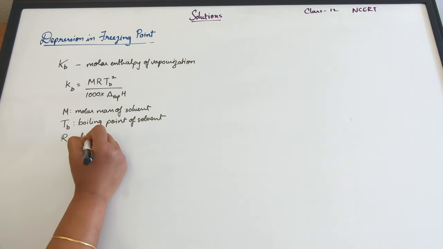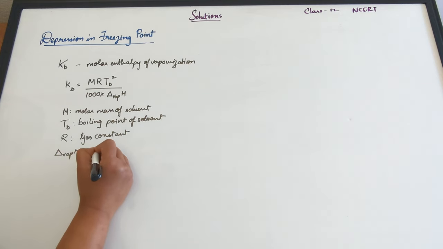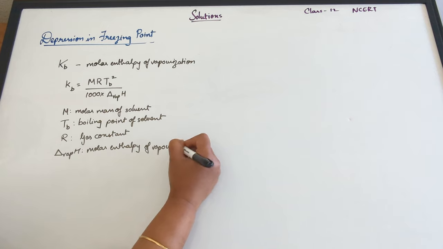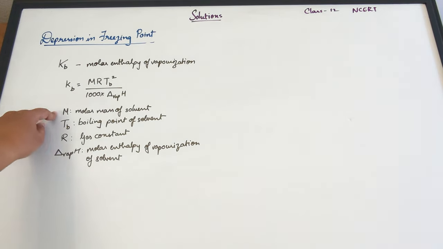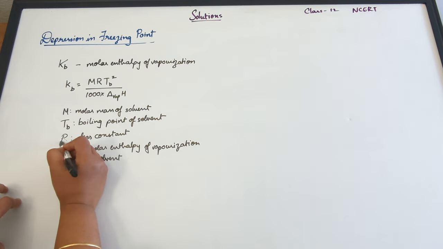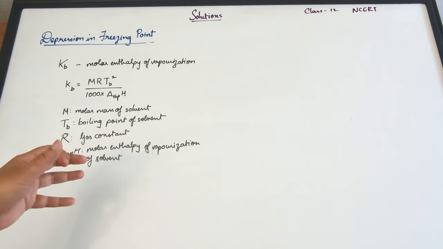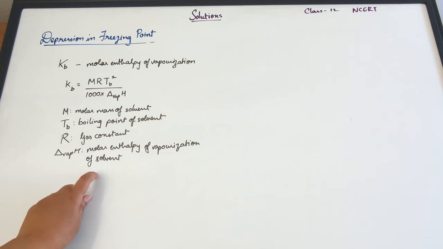R is the universal gas constant and delta H vap is equal to the molar enthalpy of vaporization of the solvent. In this equation, you know what the molar mass is, you know what Tb is. R is the gas constant. We've been using that quite frequently. The molar enthalpy of vaporization of a solvent is the amount of energy required to change 1 mole of substance from the liquid phase to gaseous phase at a constant temperature.